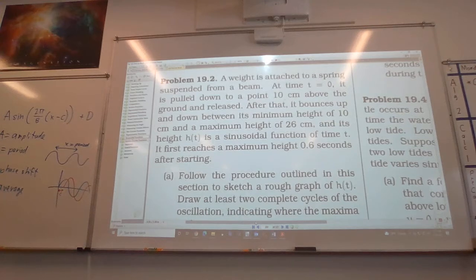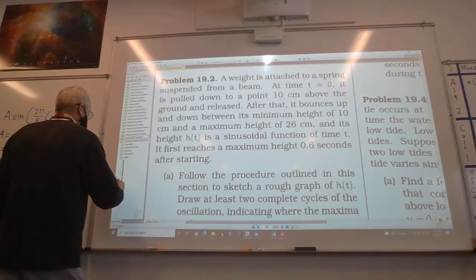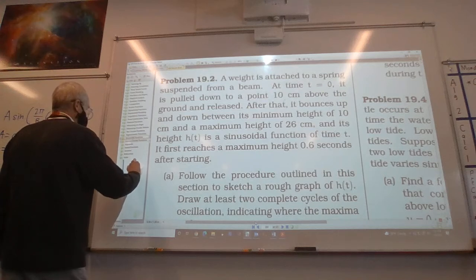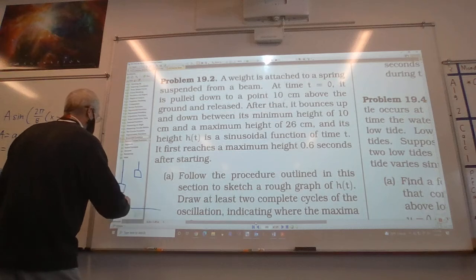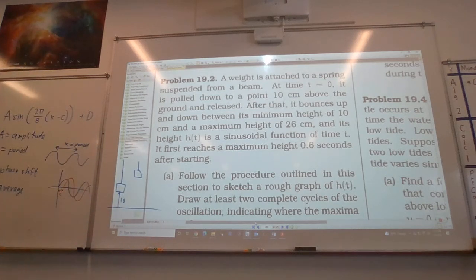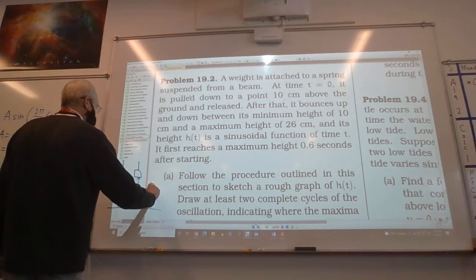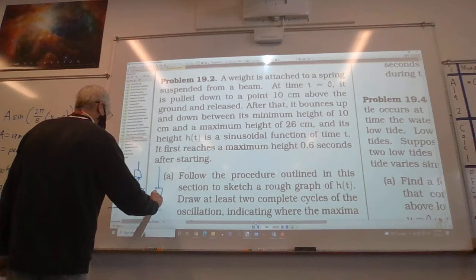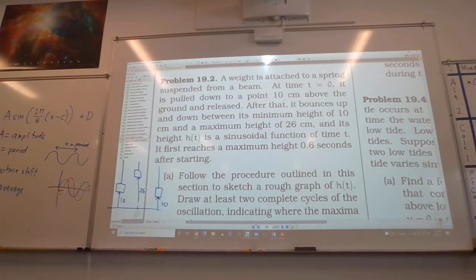If you pull something down on a spring and let it go, it bounces up and down. Piece of elastic, whatever. So the idea is you pull this thing down, and then it goes up. Here's the ground. You pull it down so it's at a height of 10, and it goes all the way up to 26, and then it goes down to 10 again, then up to 26, down to 10, and how long does it take?